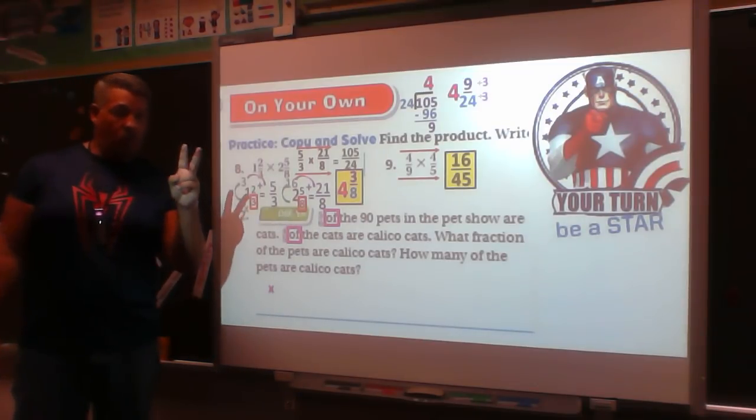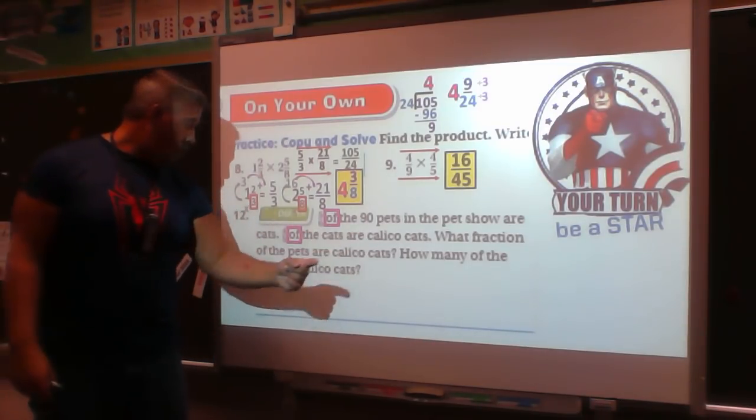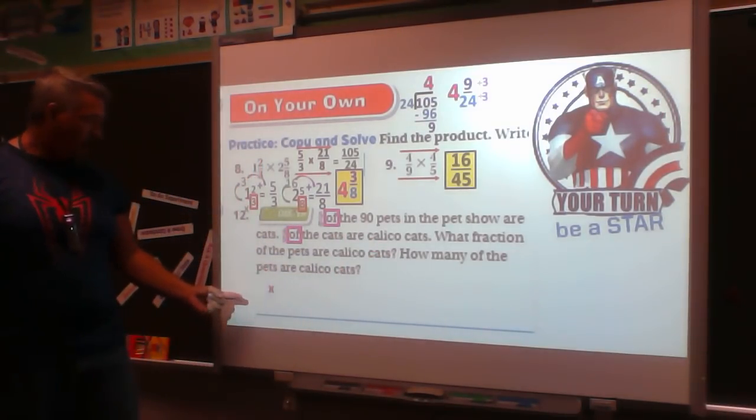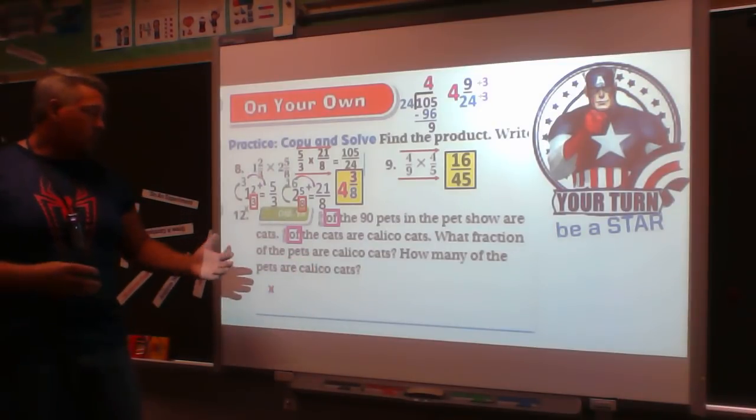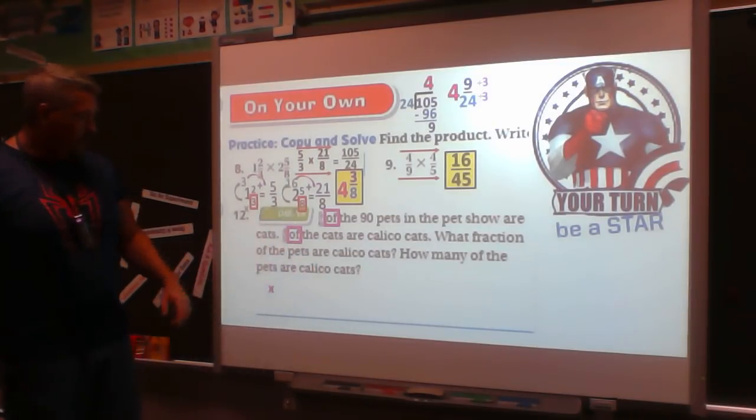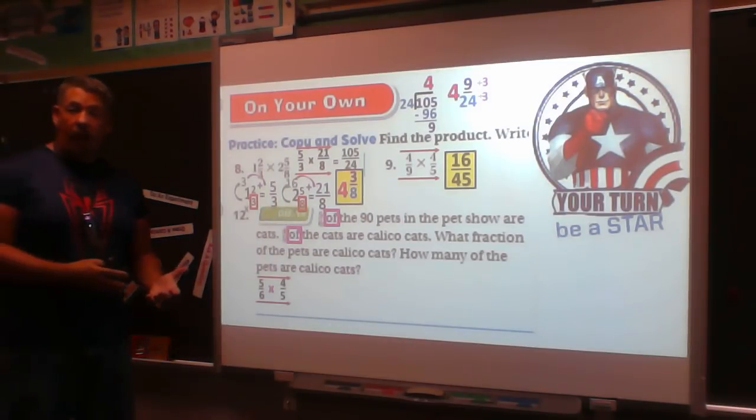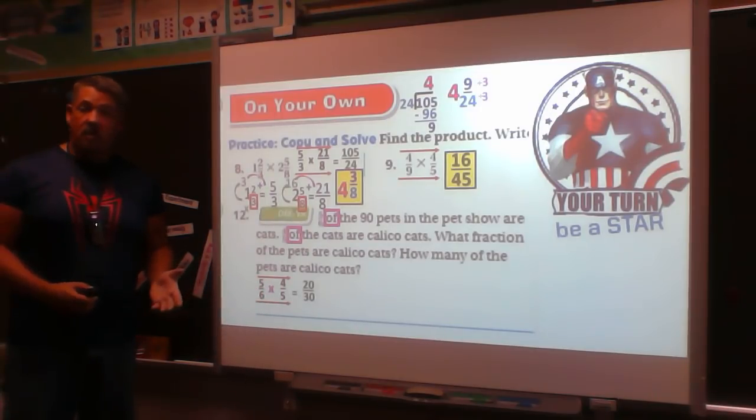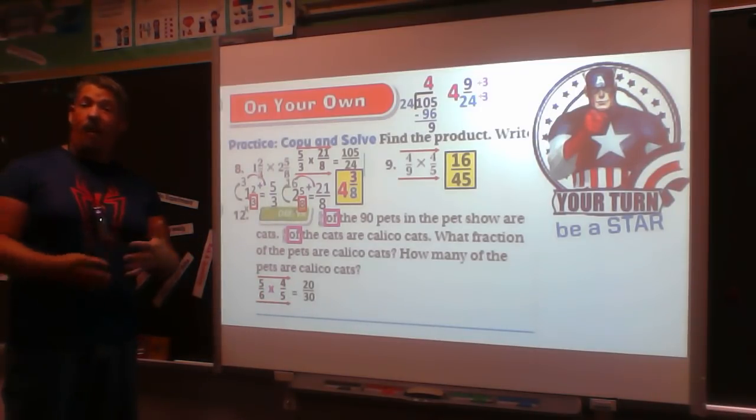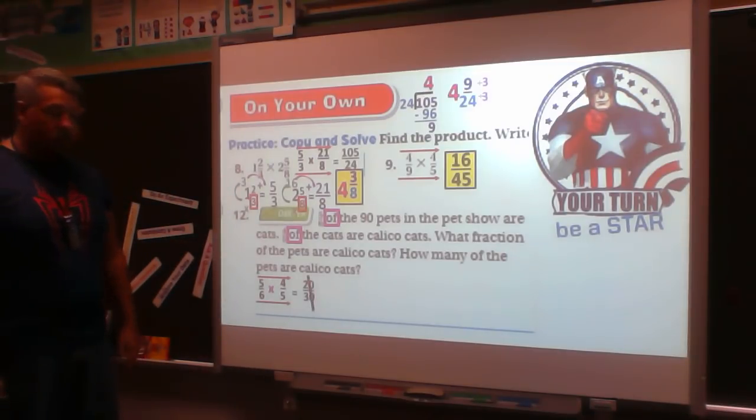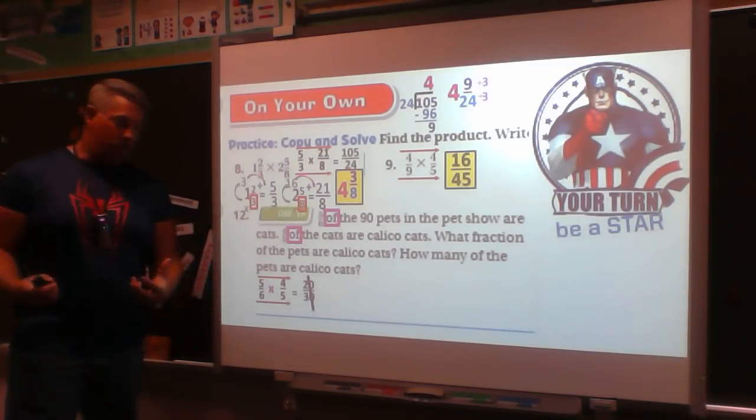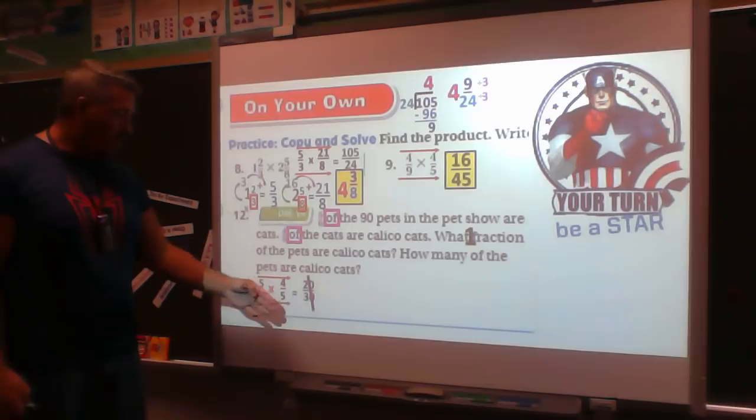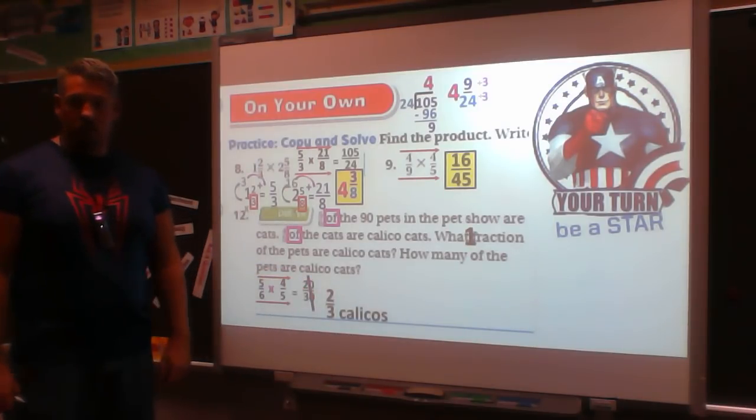So I have actually 2 questions here that I have to answer. What fraction of the pets are calico cats? And then the second one, how many of the pets are calico cats? So we start with our fractions. I have 5/6 and 4/5. Now I can multiply fractions, and I just multiply across. So 5 times 4 is 20, and 6 times 5 is 30, and then I'm going to reduce. Now I can divide by 10, or I just chop off those zeros at the end, because that's the easiest way to reduce. So I know that question number 1, what fraction of the pets are calico? I know that 2/3 are calicos.